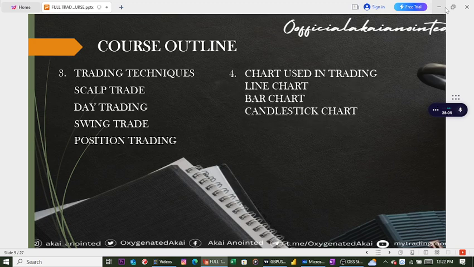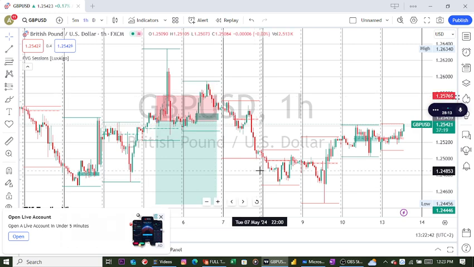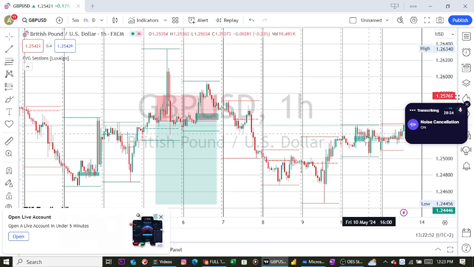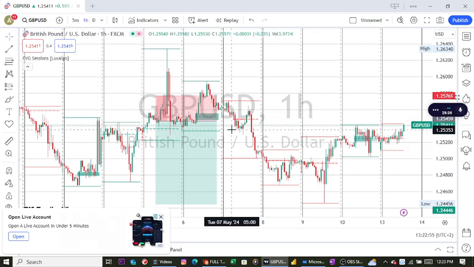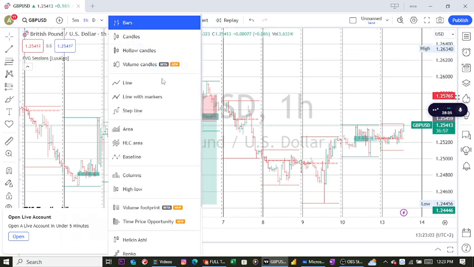So what are the types of charts that are used? We have bar chart, and we have candlestick chart. This is a candlestick chart, and candlestick chart is the best kind of chart anyone can use in trading. After candlestick chart, we have the bar chart. Bar chart is not acceptable. I don't use it, I'm just showing you so that you can see.